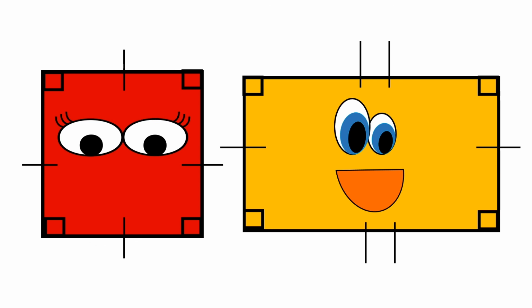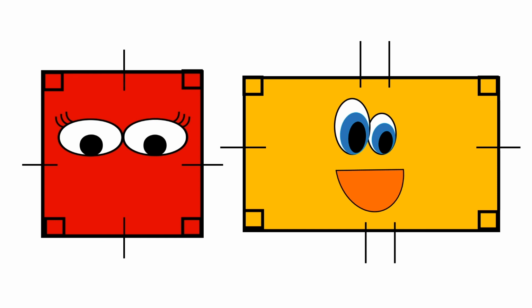Both of these shapes have 4 sides and 4 right angle corners. The difference is, a rectangle has a pair of sides that is longer than its other pair of sides. Not all of the sides of a rectangle are the same length. On the other hand, all of a square's sides are the same length.